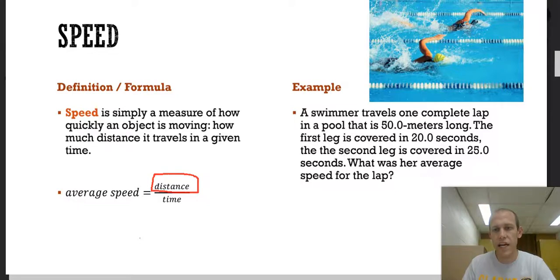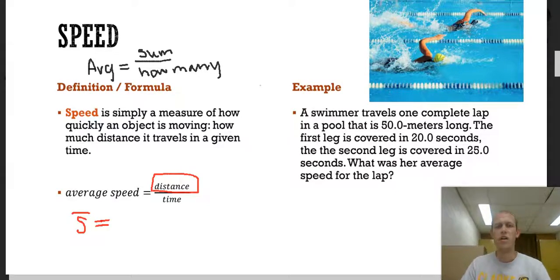The first leg is covered in 20 seconds. The second leg is covered in 25 seconds. What was her average speed for the lap? Let's talk about average first. We're looking for average speed. So what is an average? An average is the sum of all those things you have divided by how many of them that you have.